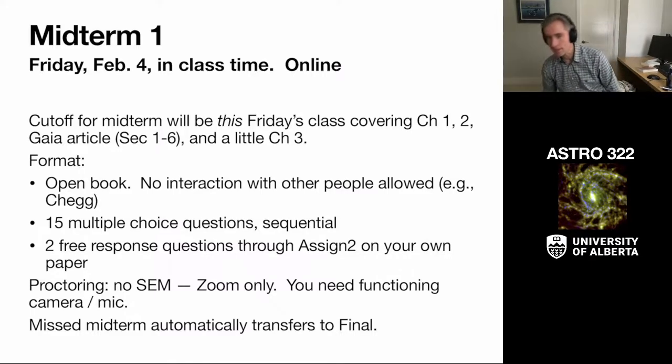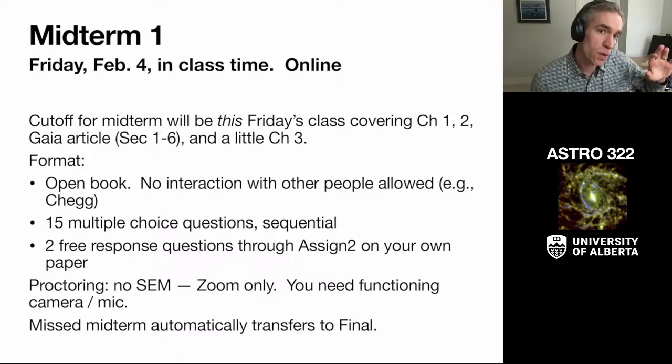Come on, puppy. Let's go. Say hi, puppy. Come on. Hop, hop. Say hi. There we go. That's a good puppy. Okay. Anyways, this adorable dog brought to you to mitigate the blow that you are getting a midterm soon.